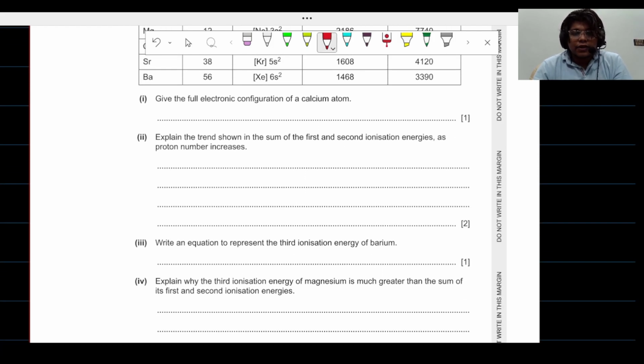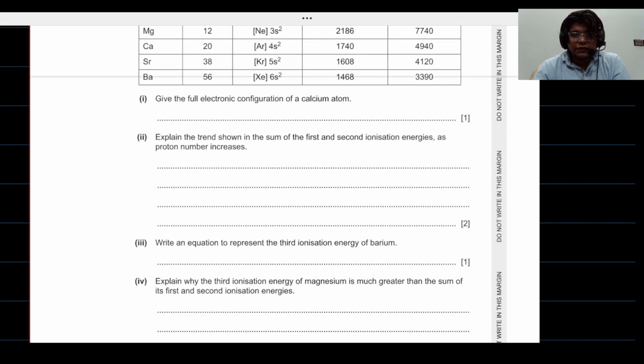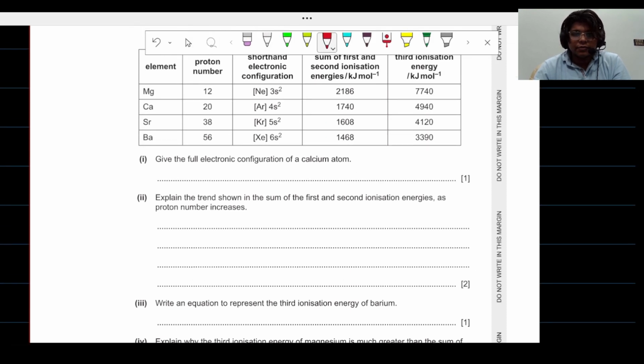right? Calcium has 20 protons, so the electronic configuration would be 1s2, 2s2, 2p6, 3s2, 3p6, 4s2. So this would be the full electronic configuration for a calcium atom.